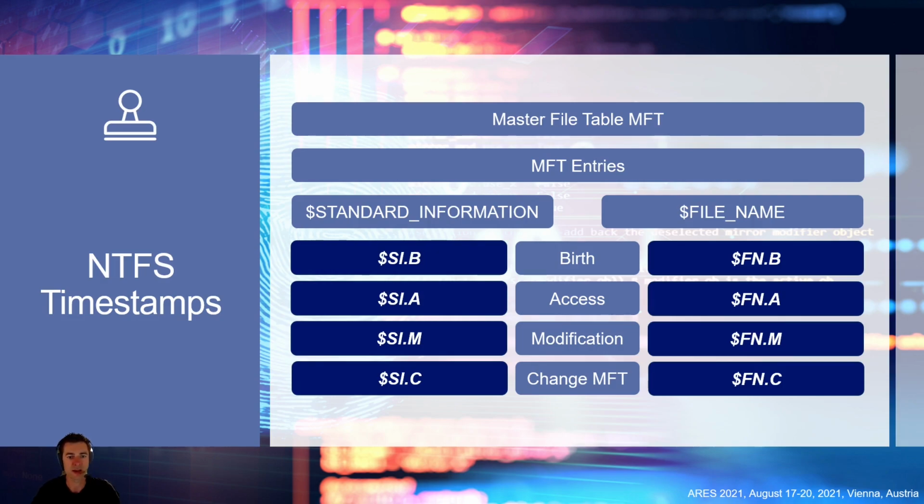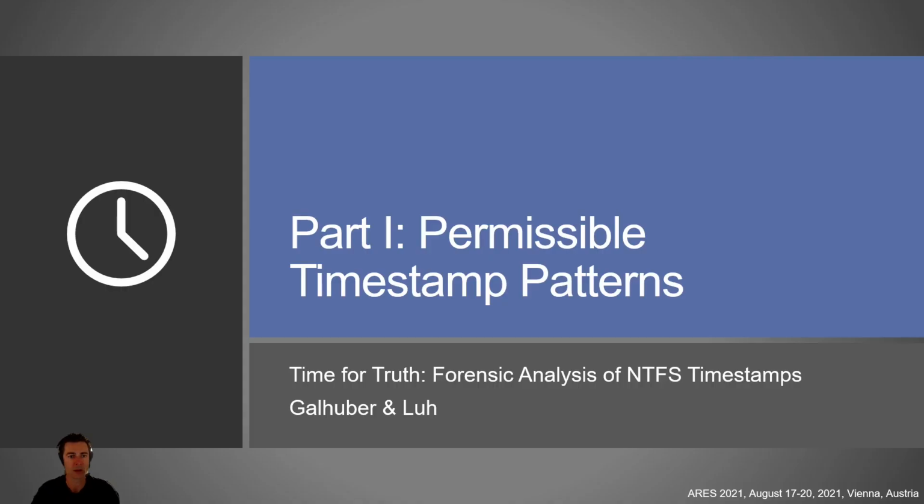The corresponding timestamps in standard information and file name do not implicitly have to contain the same values. For the eyes of the user, only the three timestamps SCB, SCA, and SCM are visible, for example, in the file Properties in Windows Explorer. So let's start with permissible timestamp patterns.